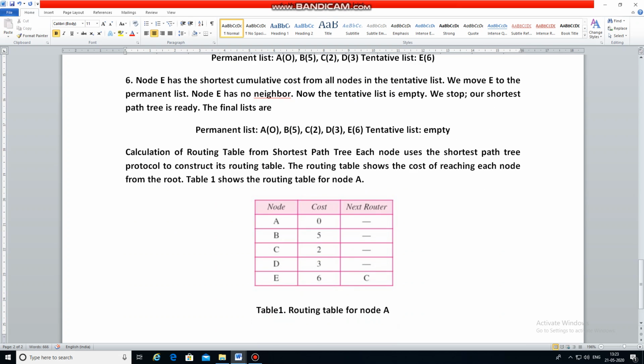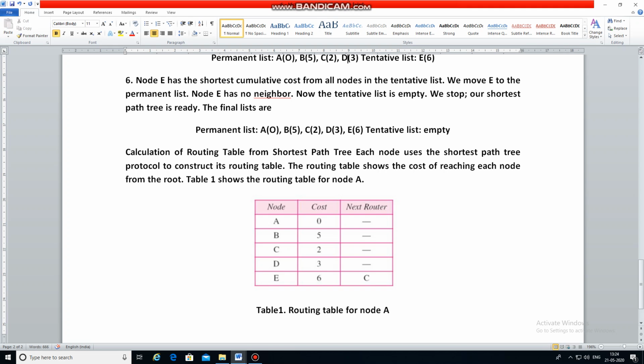Now the routing table is available where you can see that A to A the cost is 0, right? So we don't require any intermediate nodes, that is next router. Now from A to B the cost is 5. Again we have direct link, we don't require any next router. A to C the cost is 2. A to D the cost is 3.